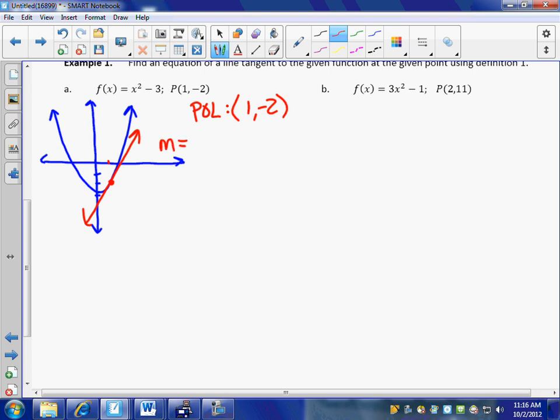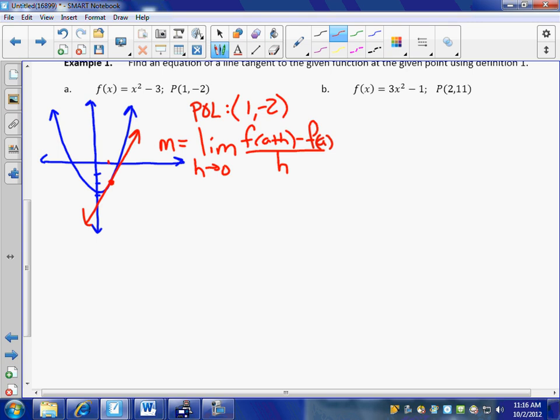In order to find our slope, you might write down y sub 2 minus y sub 1. We don't write that. In order to find slope, we do the limit as h approaches 0 of f of a plus h minus f of a all over h. That's what I'm going to do. So I have my point on my line. I need to find my slope.